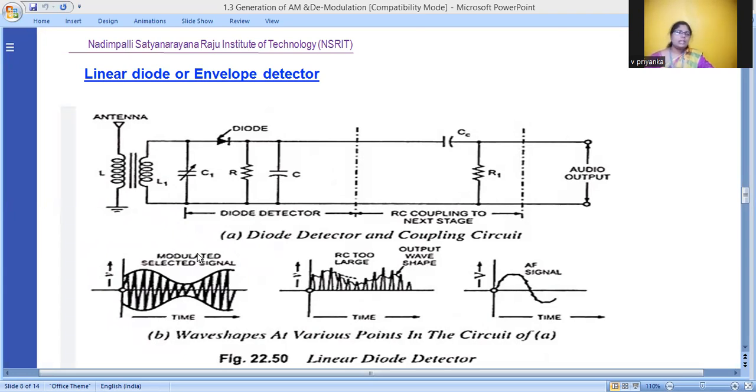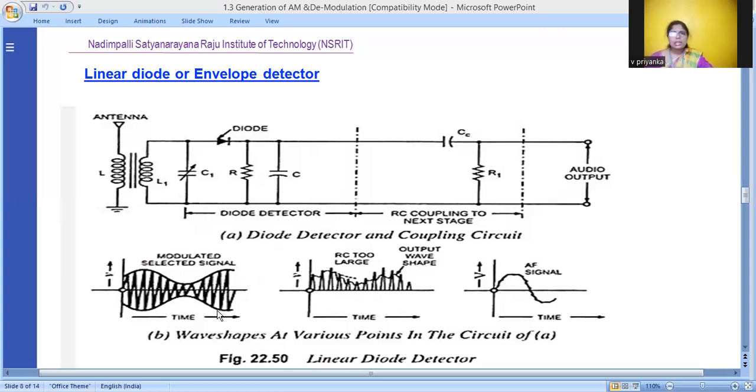The linear diode detector is the simplest and most basic form of amplitude modulation signal detector, and it detects the envelope of the amplitude signal. It can be built with just a diode and a few other components. It is a very low cost circuit block within an overall receiver. This is a low cost receiver.